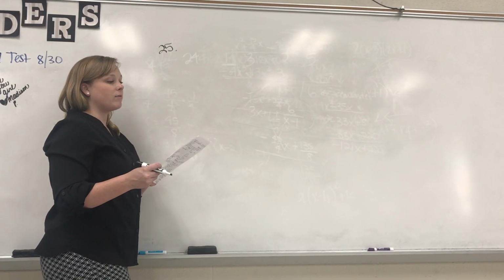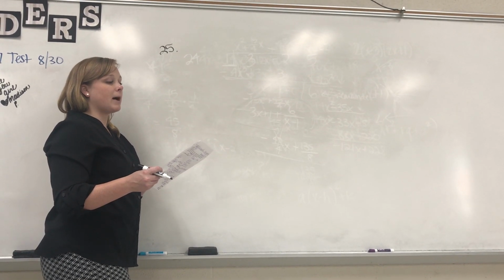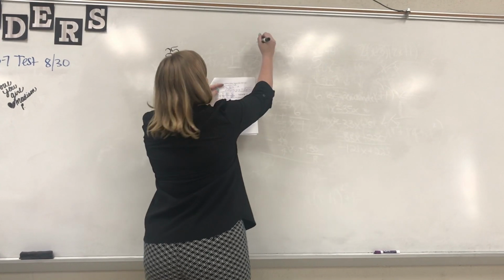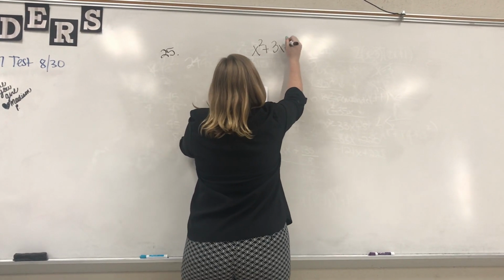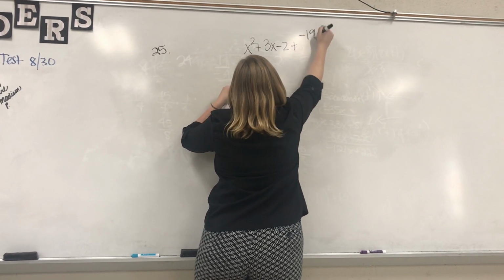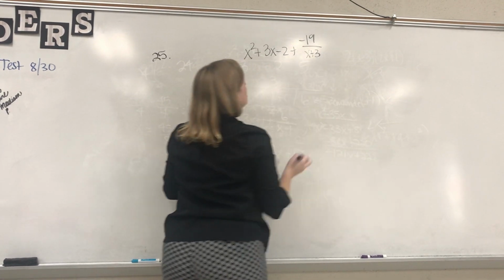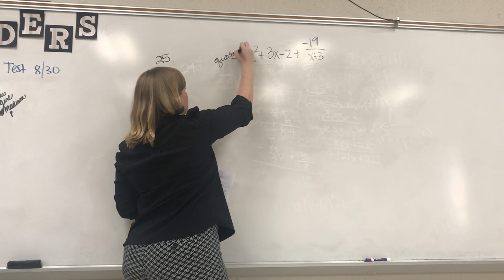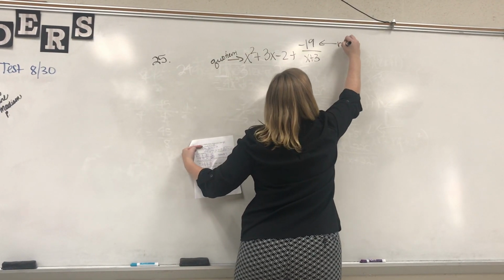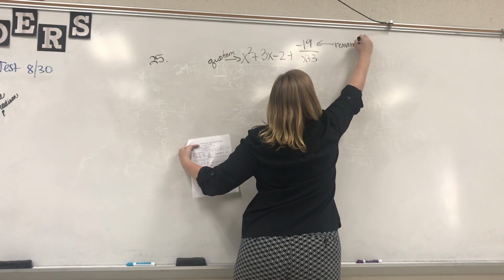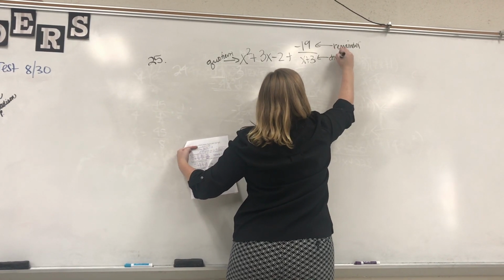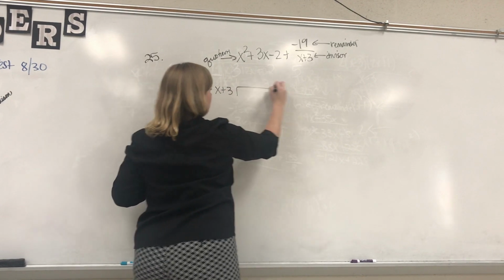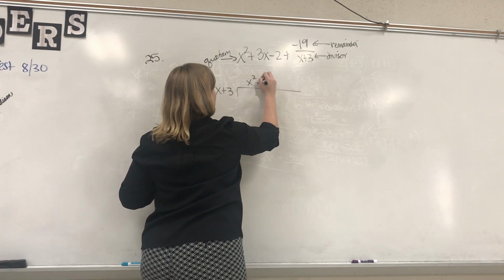All right, number 25. The polynomial h of x is divided by a binomial. The result is shown. What is h of x? So you see x squared plus 3x minus 2 plus negative 19 divided by x plus 3. Okay? So remember, this is my quotient. This is my remainder. And this is my divisor.